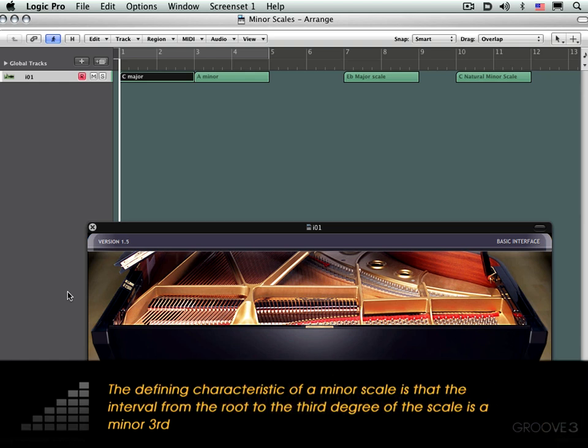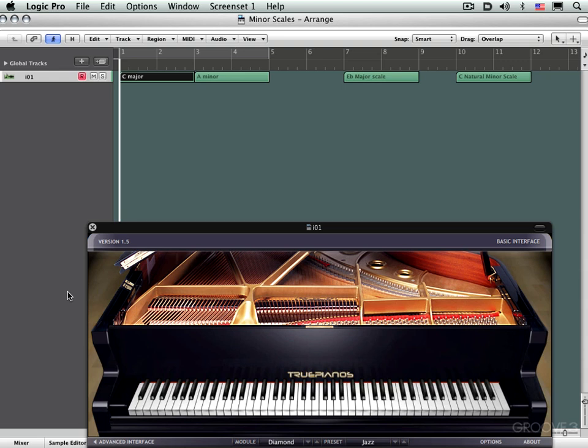Now the defining characteristic of a minor scale that differentiates it from a major scale is that the interval from the root to the third degree of the scale is a minor third and not a major third like in a major scale. Because of this, minor scales sound different from major scales because they're built on a different pattern of intervals. And even though they share the same key signature, they have different tonal centers. I'm going to get to all this in a moment. You'll see what I mean.